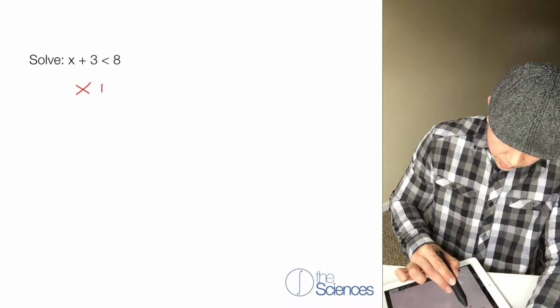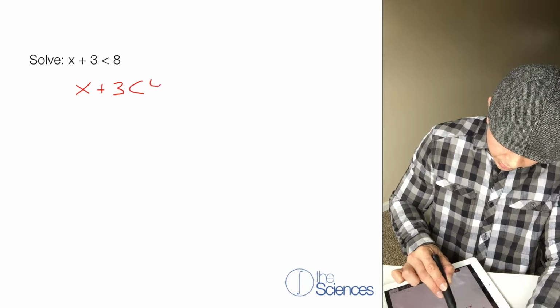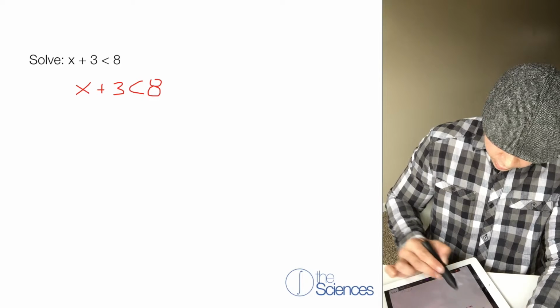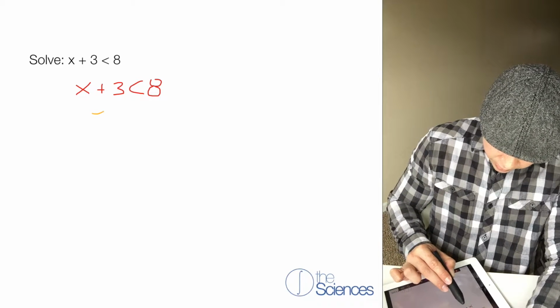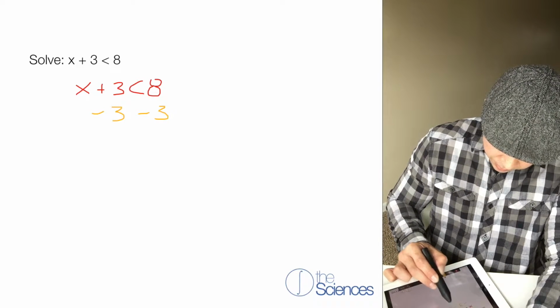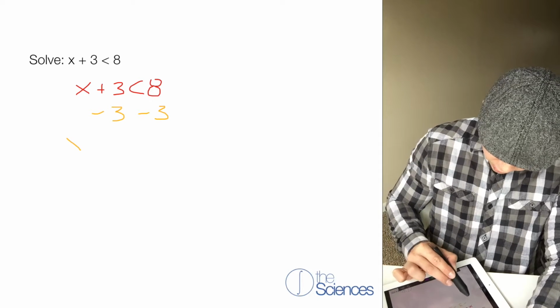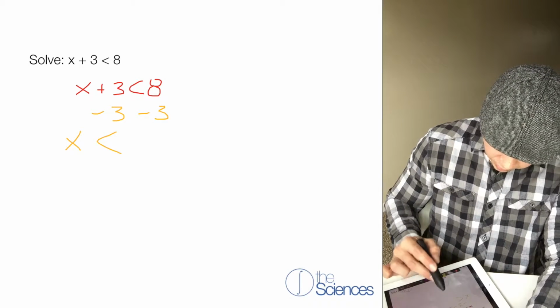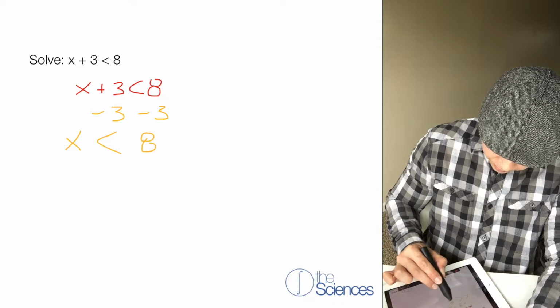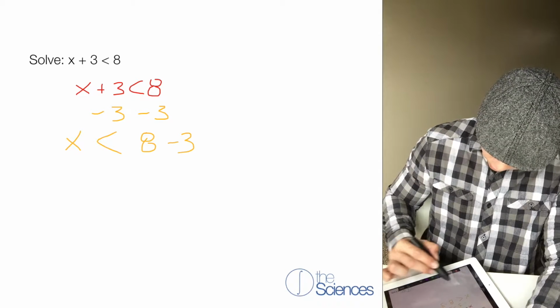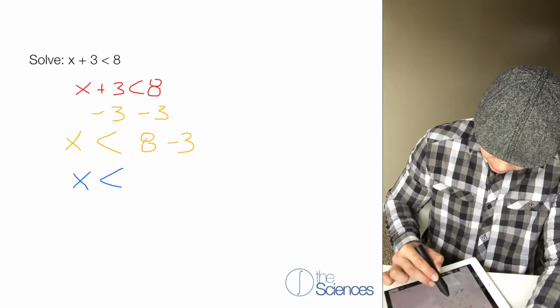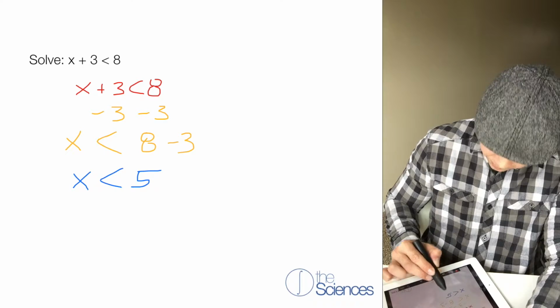So here we have x plus 3 is greater than 8. We can move 3 to the other side by subtracting 3, so that we get x is greater than 8 minus 3, or x is greater than 5.